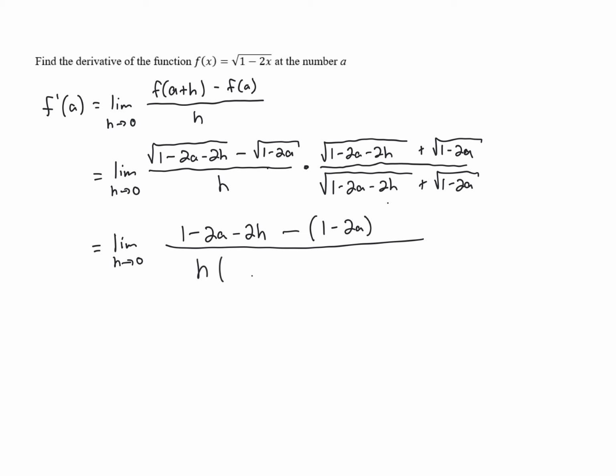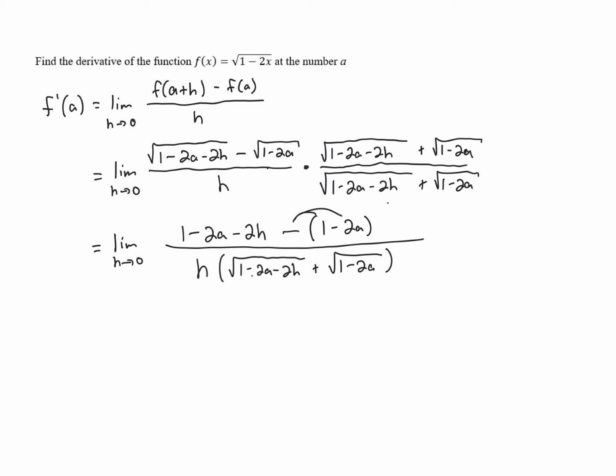And then this is going to be over a nightmare. Just kidding, it's not a nightmare. It's h times the sum of those square roots, plus the square root of 1 minus 2a. It's a lot to write, but it's going to be fine in the end because we're going to let h be 0. Life's going to go on. Lots of things are going to cancel. Life will be good.